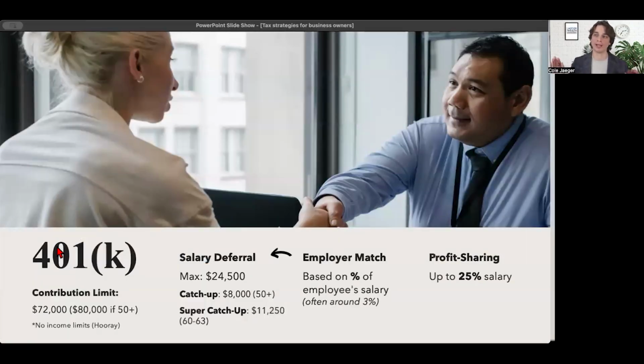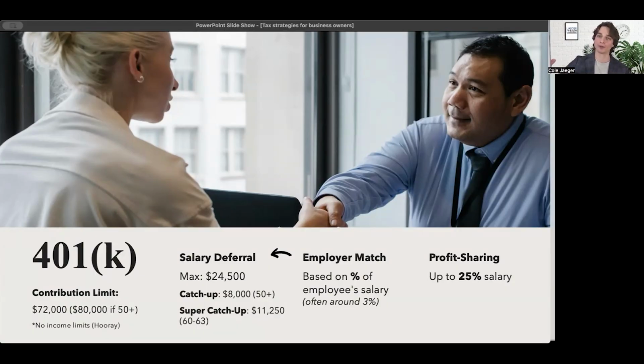So 401ks. This is the most popular type of retirement plan, and that's because it offers a lot of flexibility and it can work for any company, whether you have 2 employees or 200,000 employees. You and your employees can make contributions up to an annual limit of $72,000 or $80,000 if you're 50 or older. And by the way, there are also solo 401k plans that we'll get to, so this applies to you even if you have a solo business.